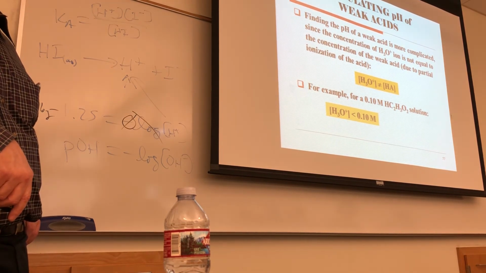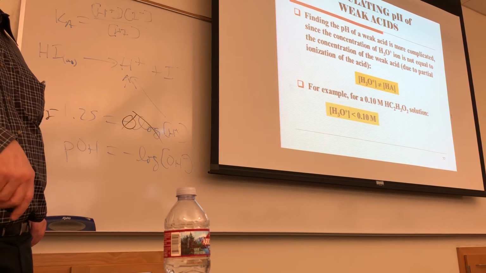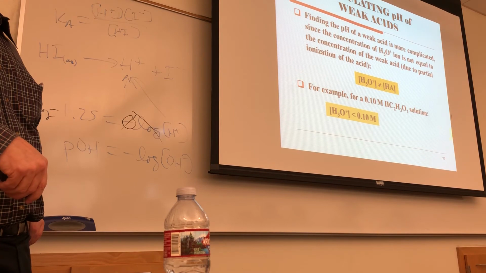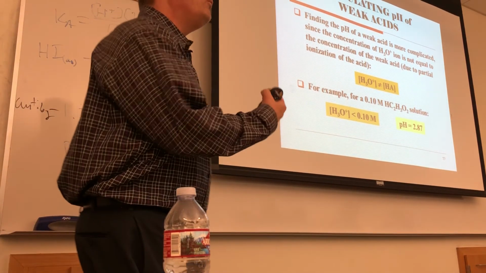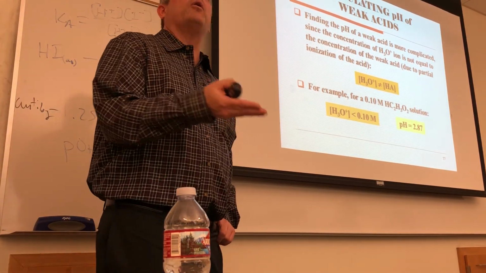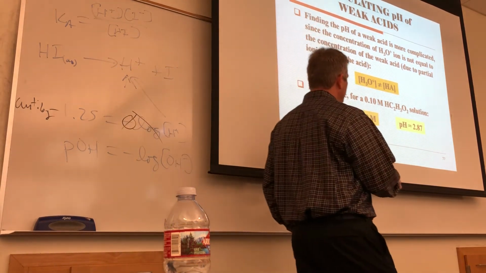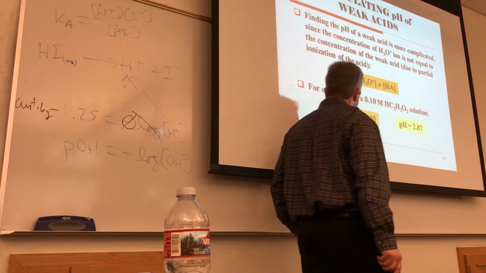Okay? Because it's weak. If it was strong, it would equal it. Hence the big distinction of what we did before and what we're now going to do. Also, why you have to recognize if you're dealing with a weak or strong acid or base. So in this case, the pH is 2.87.